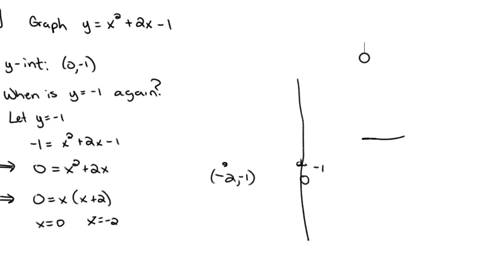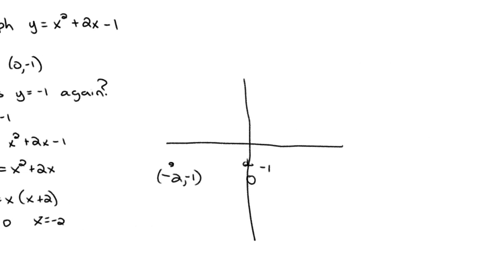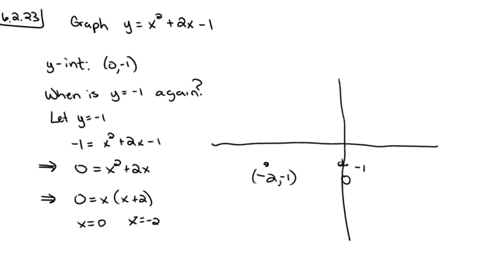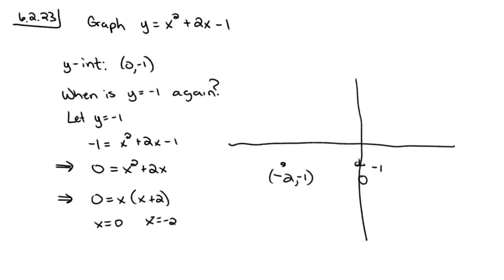So that's a height of -1, not when we're at the x-intercept. Sorry about that. So here we go. y is equal to -1 at x equals 0 and at x equals -2. Halfway in between will be the vertex. So that'll be at x equals -1, somewhere along this vertical line here.